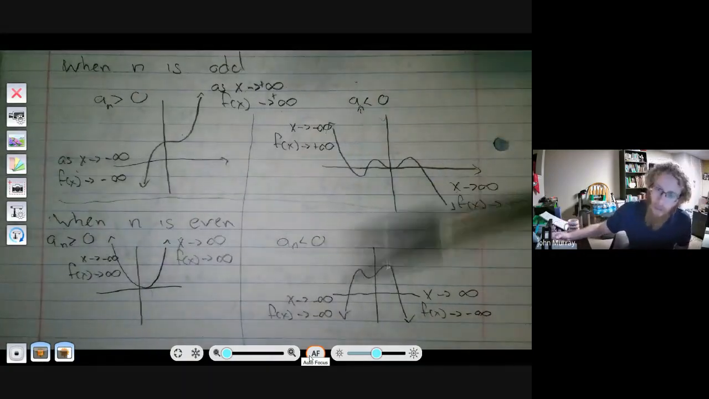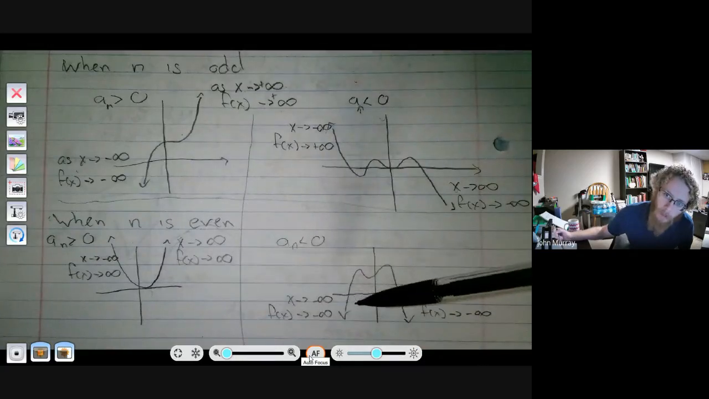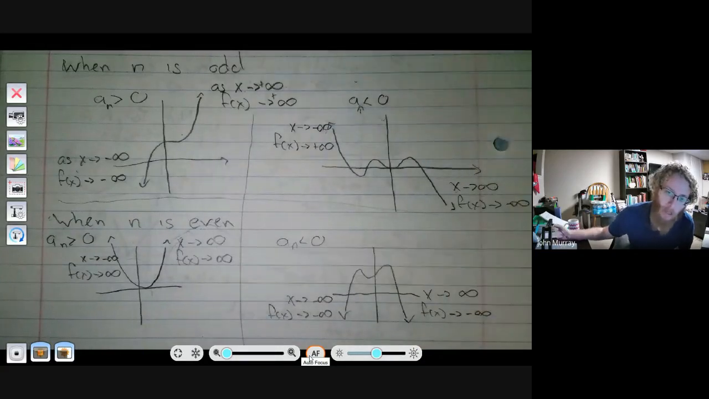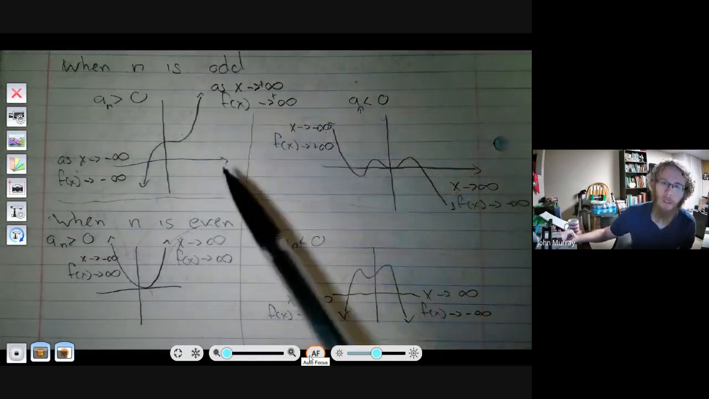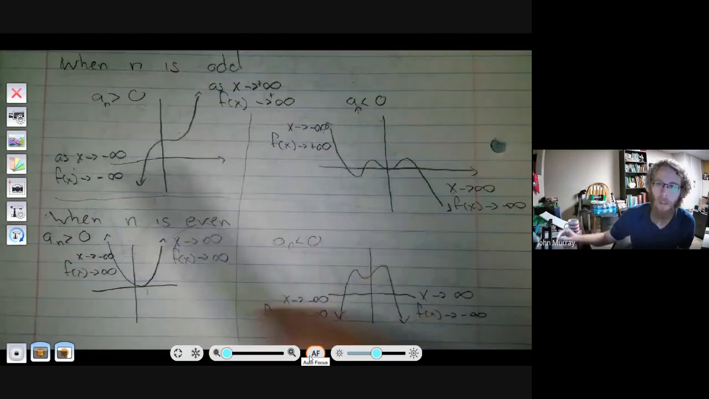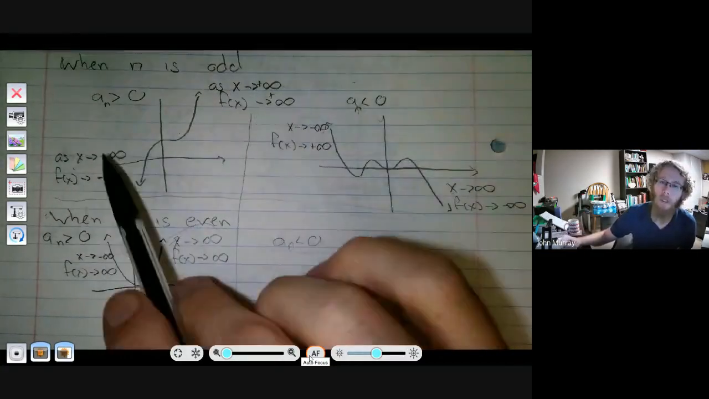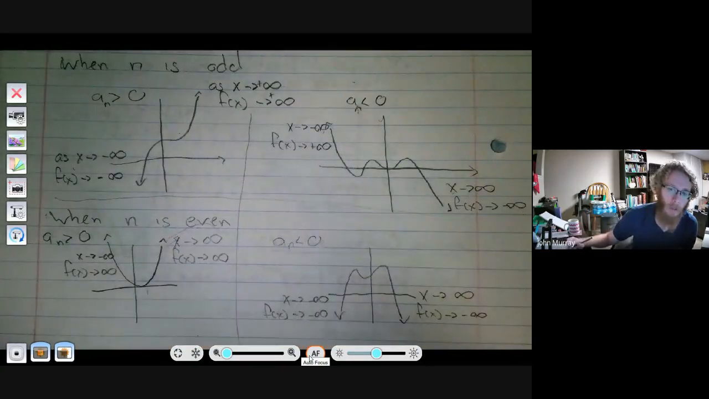Now, how do I want to say it? This way of expressing is new and maybe a little confusing. So as long as you can say that the end behavior is going up to the right or down to the left and so on, you'll be okay. We're going to see stuff like this at the end of the year when we talk about something called limits, but we'll hold off on that for now. I don't want to overwhelm you guys.